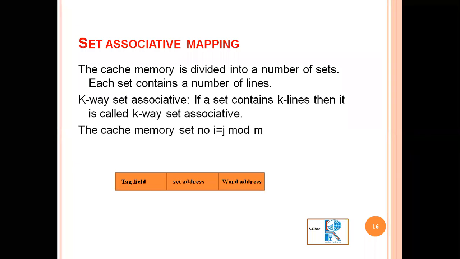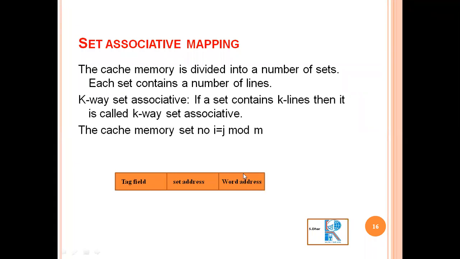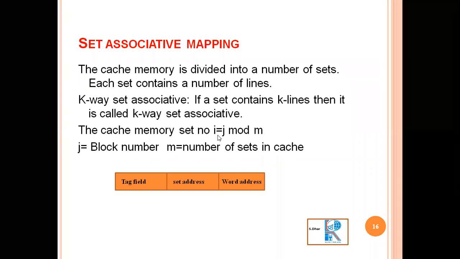See here, the cache set number will be I = J mod M. What is J? J is the block number. M is the number of sets in the cache memory. In the direct mapping, it was the number of lines in the cache memory. Here it is the number of sets in the cache memory. J is the block number, M is the number of sets in the cache memory, and I is the cache memory set number. Clear?